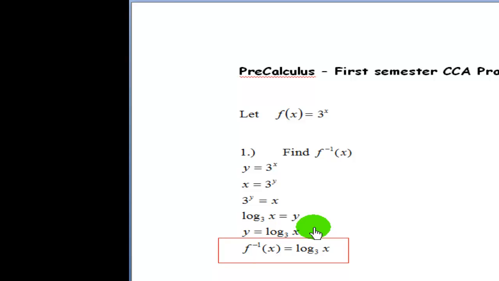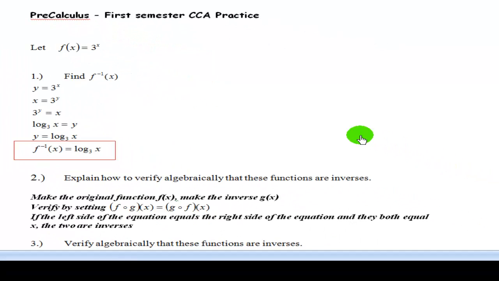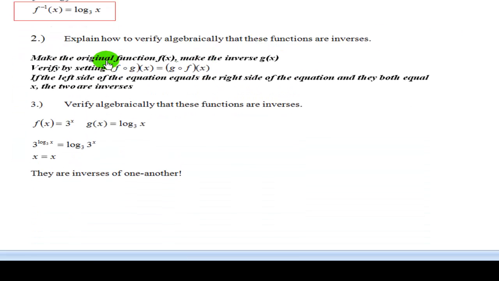Now, the next thing we need to do is explain how to verify algebraically that these functions are inverses. Not only show it algebraically, but be able to explain how to verify it. So what you're going to do is make the original function f of x and make the inverse g of x.